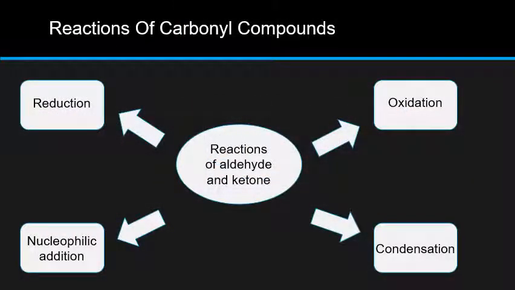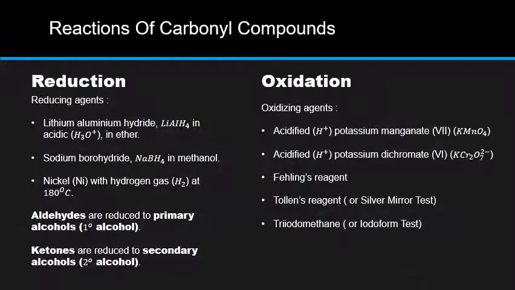Next, there are four reactions of carbonyl compounds, which are reduction, oxidation, nucleophilic addition, and condensation. For reduction, the reducing agents are: first, lithium aluminum hydride in dry ether; second, sodium borohydride in methanol; third, nickel with hydrogen at 180 degrees Celsius. Aldehydes are reduced to primary alcohols. Ketones are reduced to secondary alcohols.